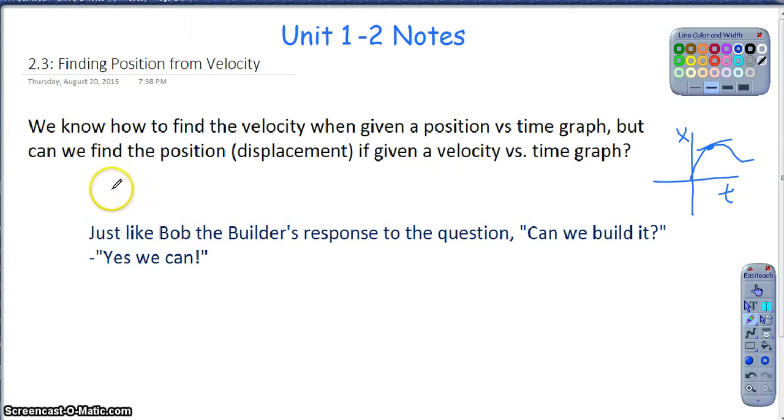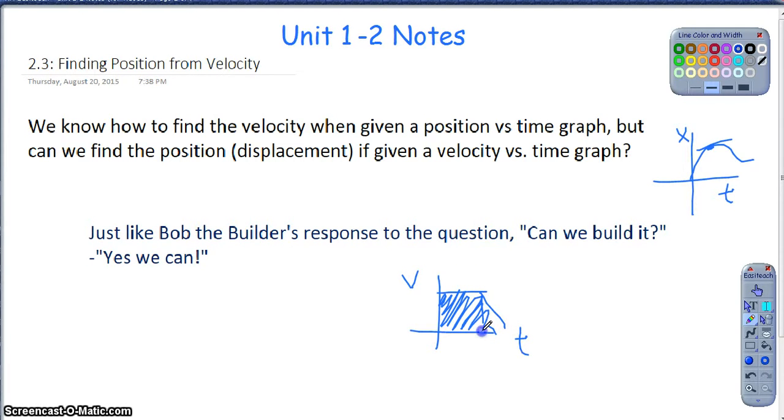So the focus of this section is going to be the opposite situation. How can we find the position or the displacement if we're given a velocity versus time graph? If you go back to last year, we actually talked about this a lot. If I give you a velocity versus time graph, the key was finding the area underneath the curve.